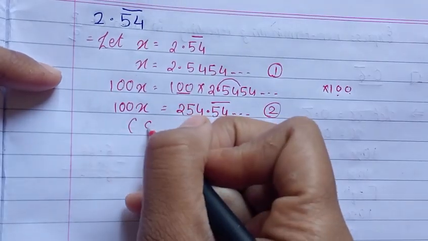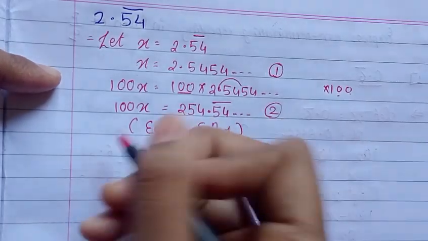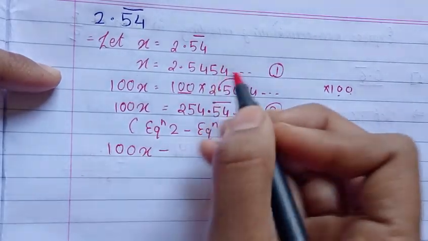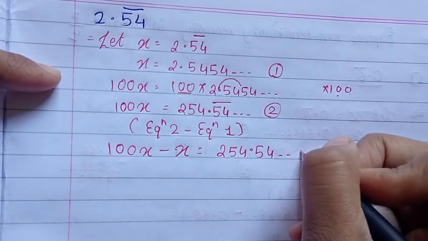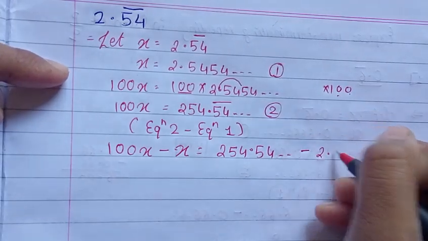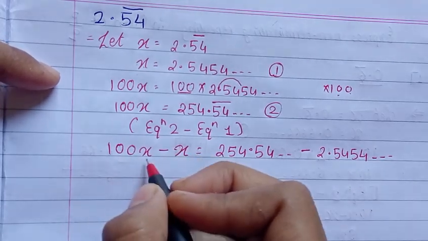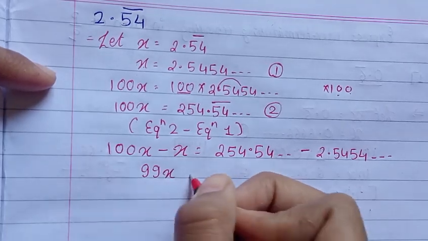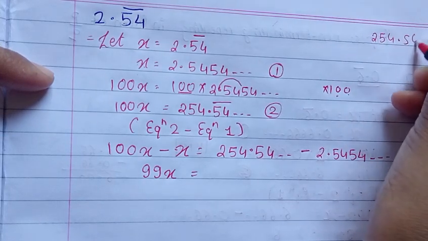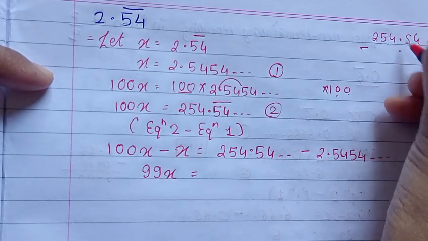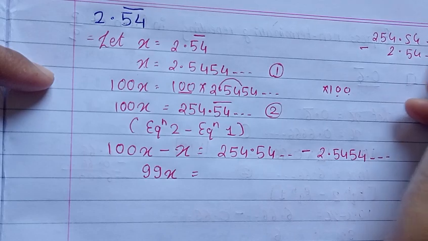In the third step, you have to subtract equation 1 from equation 2. So equation 2 was 100x, minus the first equation x, equals 254.54 and so on, minus 2.5454 and so on. Let us subtract this. 100x minus x is 99x equals, now we have to subtract these two numbers. So simply we can do 254.54 and so on, minus 2.54 and so on, keeping the decimal points in a particular line.